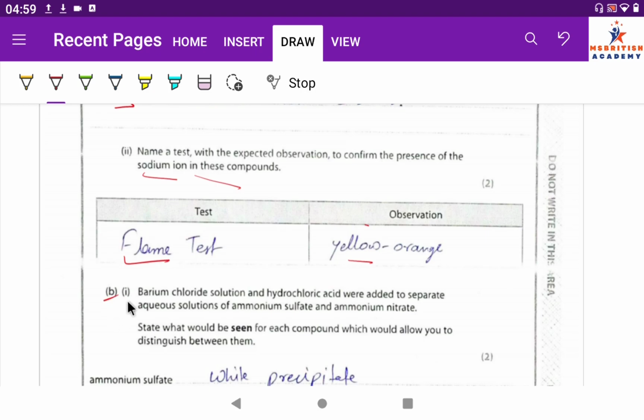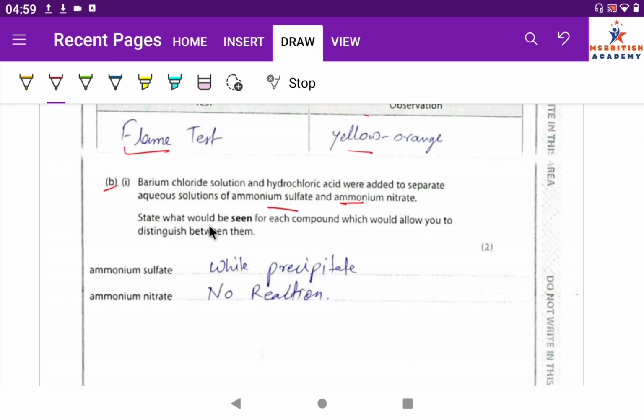Now B1, barium chloride solution and hydrochloric acid were added to separate aqueous solutions of ammonium sulfate and ammonium nitrate. State what would be seen for each compound which would allow you to distinguish between them. So when barium chloride solution and hydrochloric acid is added to ammonium sulfate, it forms a white precipitate, and when it reacted with ammonium nitrate, there will be no reaction.